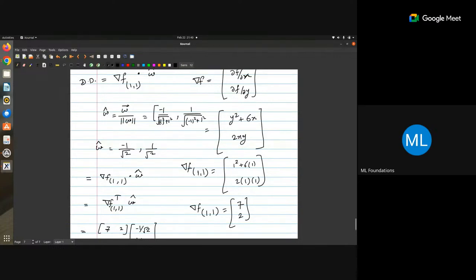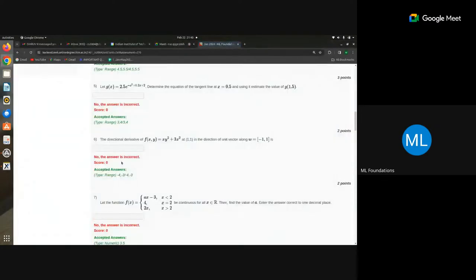Okay, and now we'll see the question number five, right? In that question, the function is given to me. I need to find the equation of the tangent line at this point. And then we'll have to find the value of g of 1.5. But first of all, we'll find the equation of the tangent.